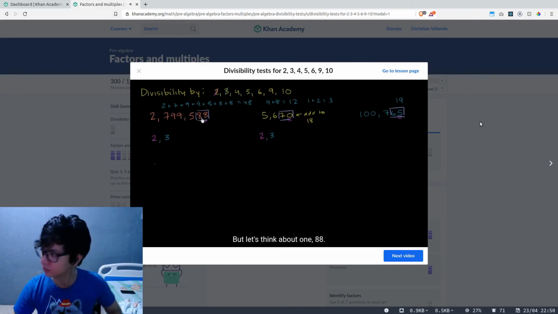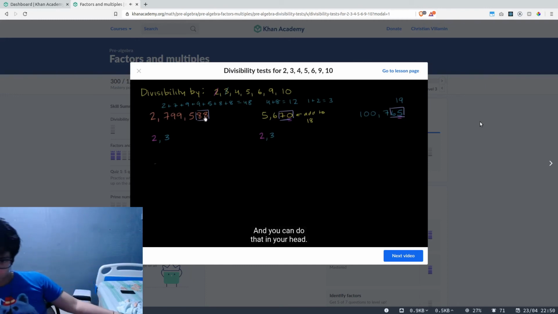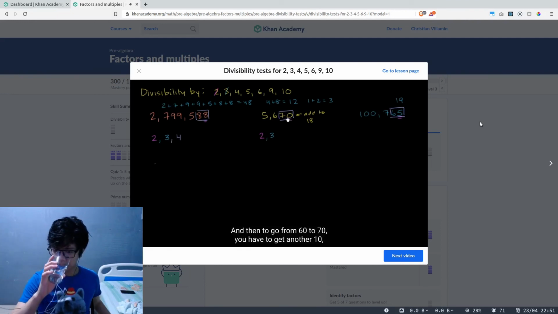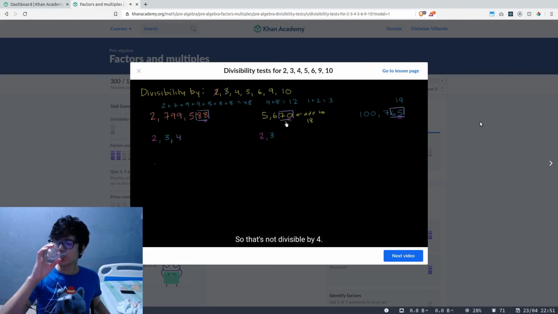But let's think about this one. 88, is that divisible by 4? And you can do that in your head. That's 4 times 22. So this is divisible by 4. Now let's see. 4 goes into 60 15 times. And then to go from 60 to 70, you have to get another 10, which is not divisible by 4. So that's not divisible by 4.